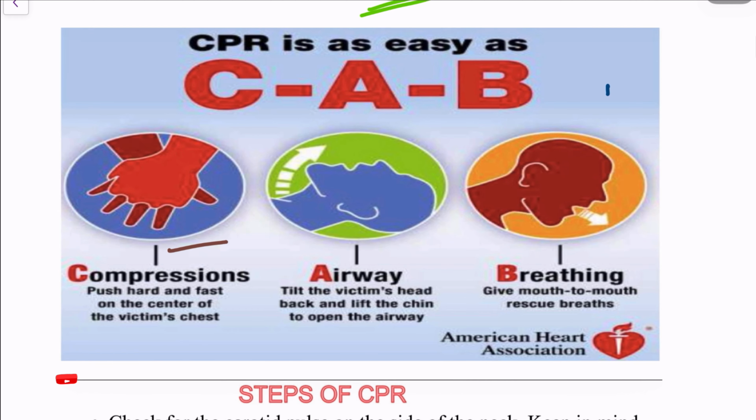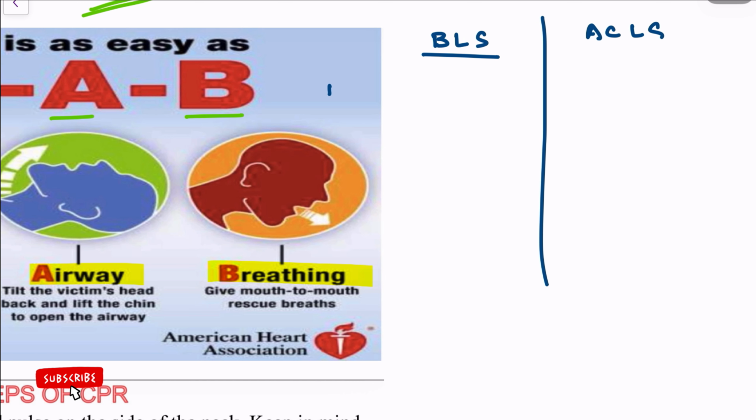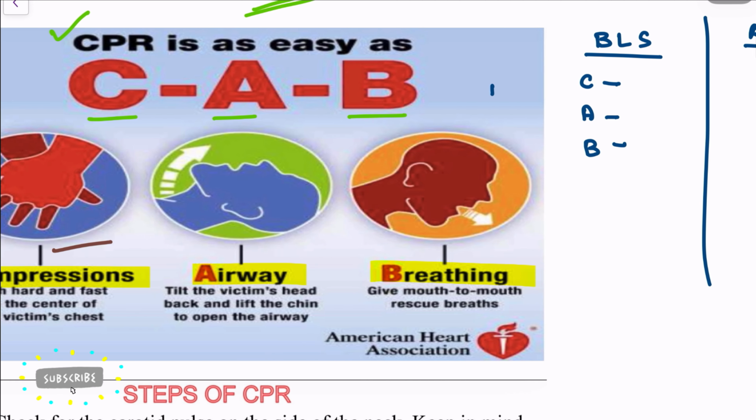Now, in cases of BLS, it is generally C, A, B. C for compression, A for airway, and B for breathing. You have to remember this. We have the BLS guideline, that is basic life support, that we generally do outside the hospital, and we have the ACLS, that is advanced cardiac life support. This is done generally inside the hospital. In cases of BLS, we do CAB, that is compression, airway, breathing, as you can see in this diagram.